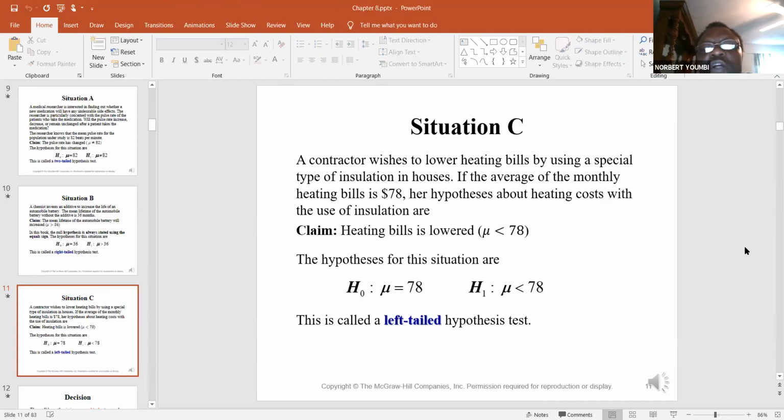Example C, a contractor wishes to lower heating bills by using a special type of insulation in houses. If the average of the monthly heating bills is $78, a hypothesis about heating costs with the use of the insulation will be that the heating bills are lowered, which is a left-tail test. So the null hypothesis is always expressed as equality.